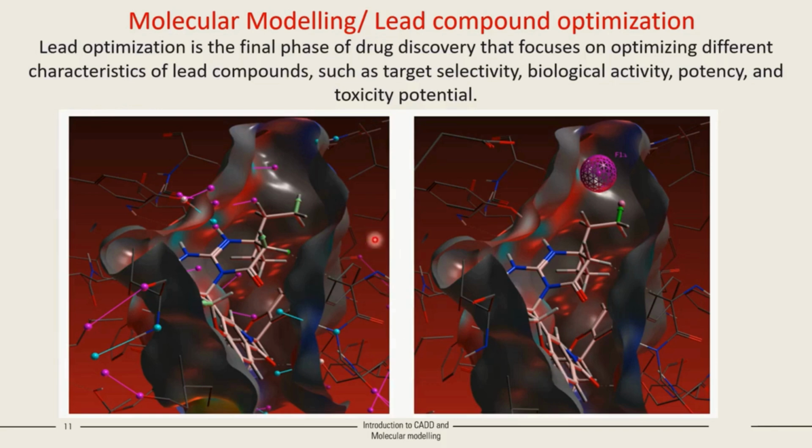So example is what we did here. You discovered that lead optimization is the final phase of drug discovery. And this focuses on optimizing different characteristics of your lead compound, such as the target selectivity, the biological activity, the potency, and of course the toxicity potential as well. So these are what you, as a computational biologist, carry out after your docking process, when you must have ascertained that this compound could do this and this. You might go ahead to make it better.